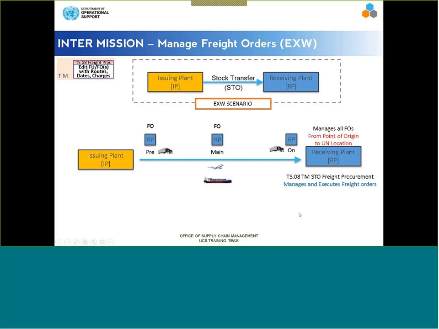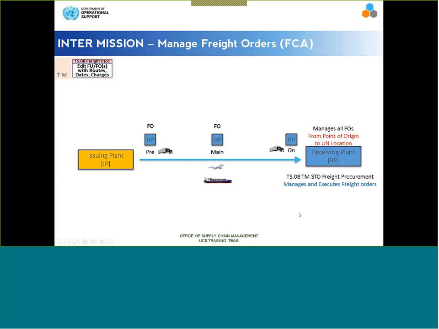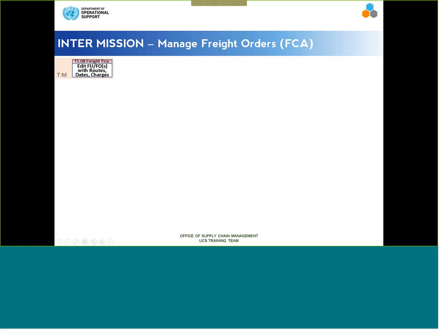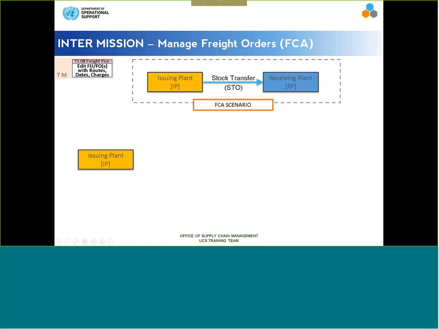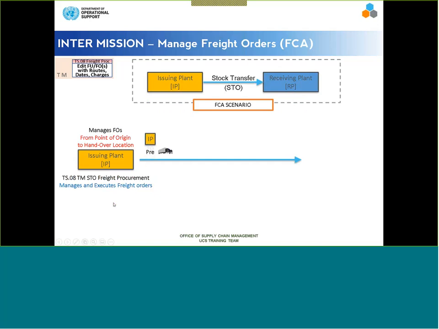Okay, the one we haven't seen is the FCA, and the confusion that I was talking about before comes here, because in an FCA scenario, which is barely the case for STOs, somehow it's a shared responsibility between plants. The issuing plant, TS08, will manage the freight orders up until the handover location, okay? And the receiving plant would manage all other freight orders from then on.